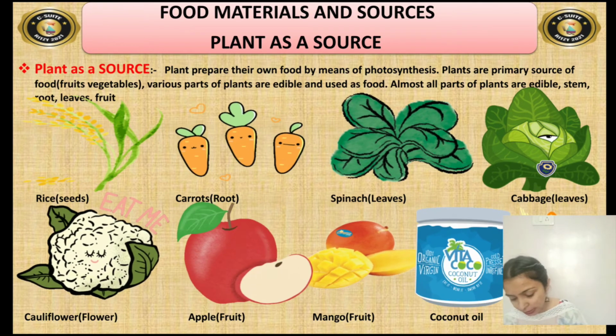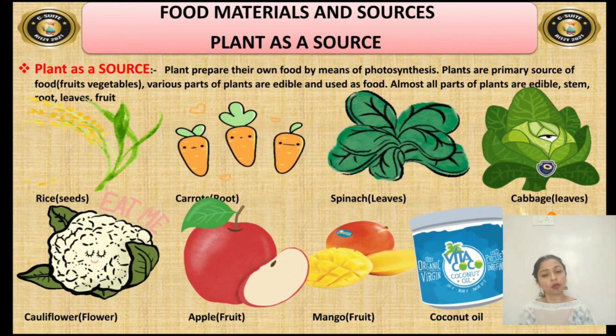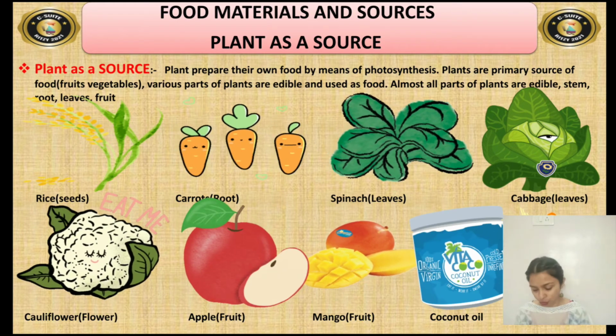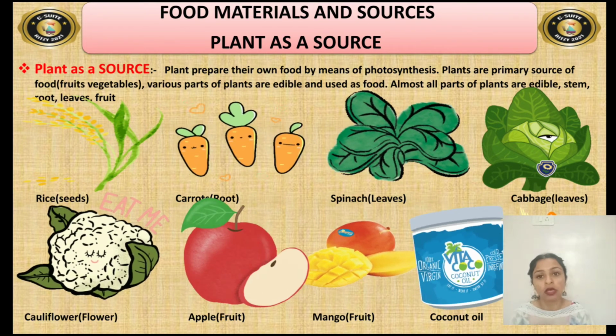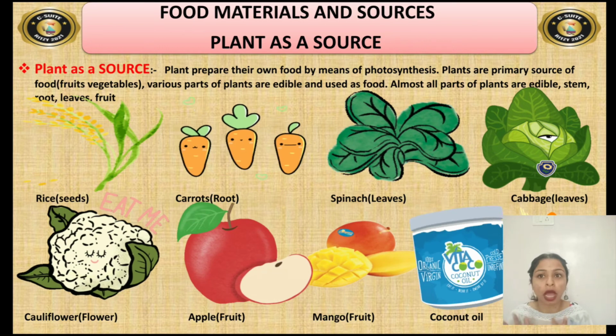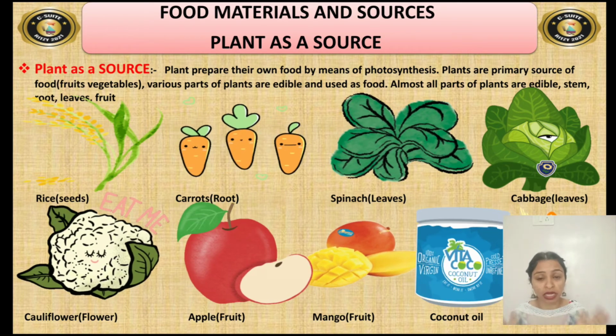Yes, we also get sugar from the plants. The sugar is obtained from your sugar cane and your beetroot plant. Then we also get tea and coffee from the plant. So this is how the plant is used as a source. So plants give us many and many things that we consume in our daily life.